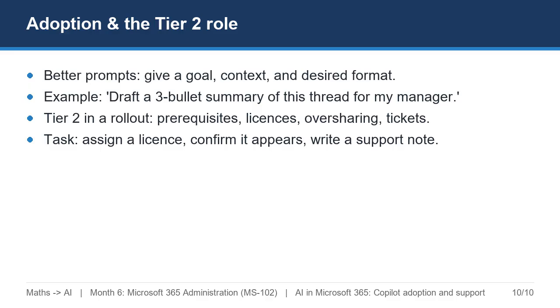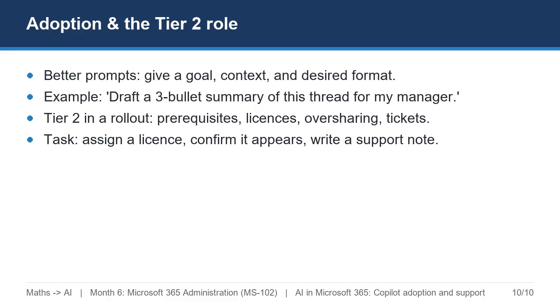Finally, adoption. Better prompts get better results, so teach users to give Copilot a goal, some context, and the format they want, like "draft a 3-bullet summary of this thread for my manager." Your Tier 2 role in a rollout is to confirm prerequisites, assign and track licenses, help the security team remediate oversharing, and field the first wave of tickets.